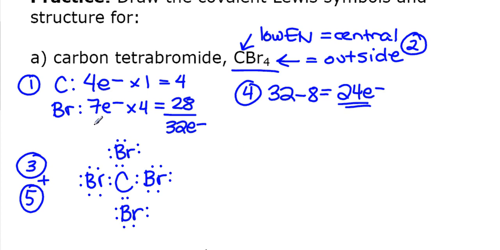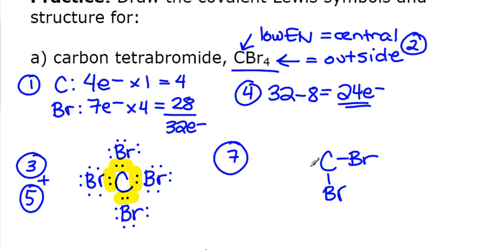That means I can jump right to step 7, and I'm going to try and replace the bonding electrons with lines. So the bonding electrons are the ones that are shared. These ones in here. So I'm not going to leave them as dots. I want to put them in as lines. So what is it going to look like? Carbon, bromine, bromine, bromine, bromine. And then I'm going to put my lone pairs of electrons still on my diagram. And that's your Lewis structure for carbon tetrabromide.